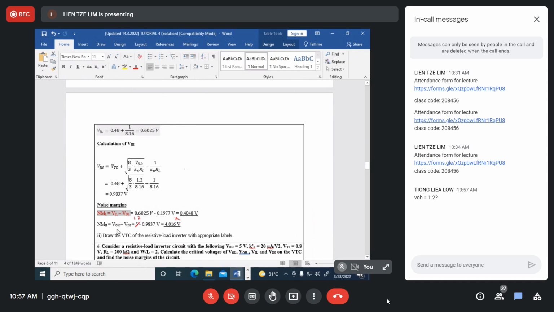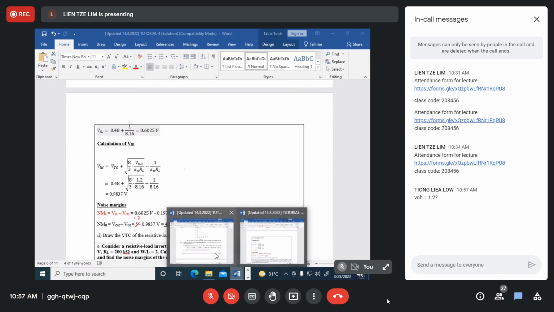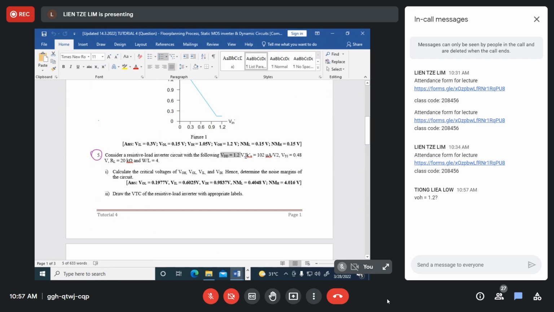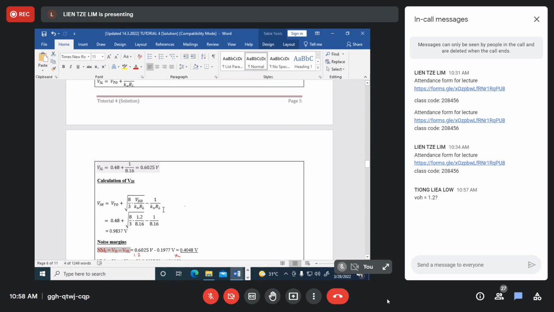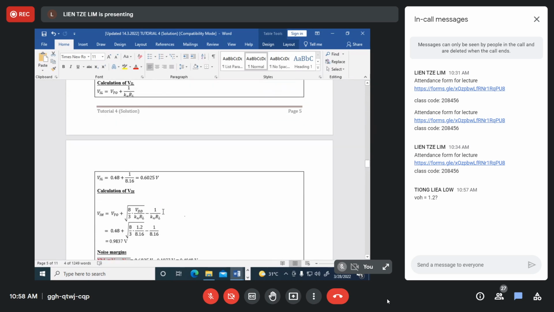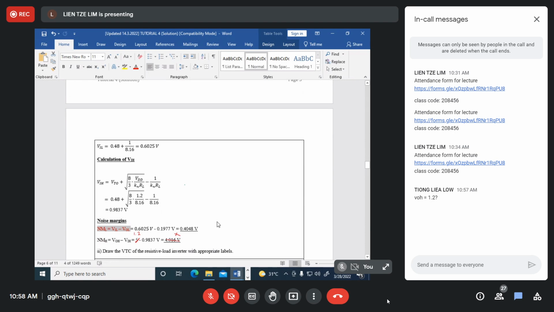VOH as given in the question here is 1.2 volt. Here VDD is 1.2. So it is 1.2 minus 0.9837 volt. Again, you need to calculate. The answer here is wrong. And then VIL is 0.6025 minus 0.1977. Looks like this is correct.